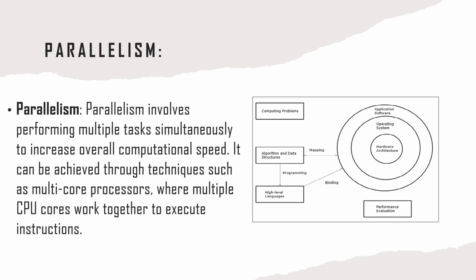Ninth, we try to understand about parallelism. Parallelism involves performing multiple tasks simultaneously to increase overall computational speed. It can be achieved through techniques such as multi-core processors, where multiple CPU cores work together to execute instructions.